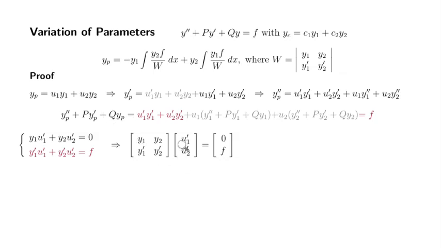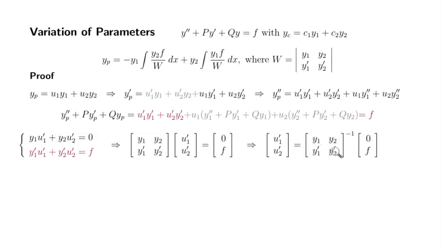Since we're looking for u1 and u2, first we're going to try to find u1 prime and u2 prime. We can solve this matrix equation by simply multiplying both sides by the inverse of the coefficient matrix. So why don't we do that. We multiply both sides of the equation by the inverse matrix. So this is gone, and you have u1 prime, u2 prime. Then you have an inverse there, and the right-hand side is 0 and f.